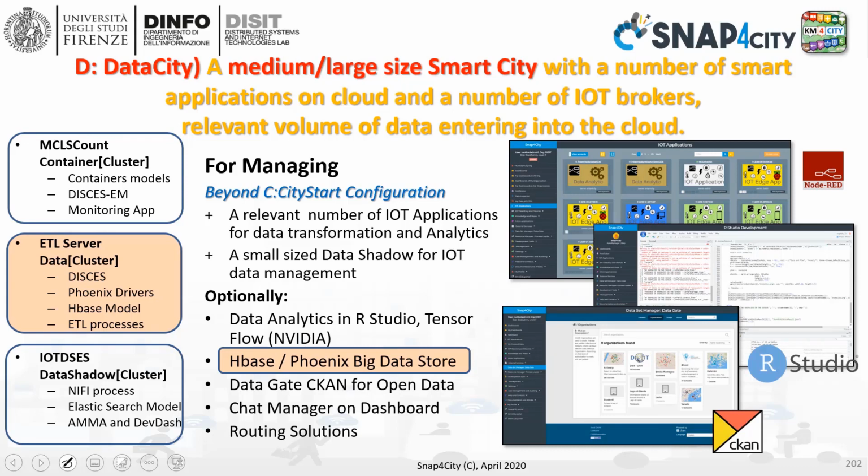So in these slides, you see what is included in the cluster for process, and what is included in the DSS for data shadow and data storage. Optionally, you may have the ETL stuff and Phoenix Big Data, but it is supposed that you need these only if you really want to scale at a large scale in your city configuration.